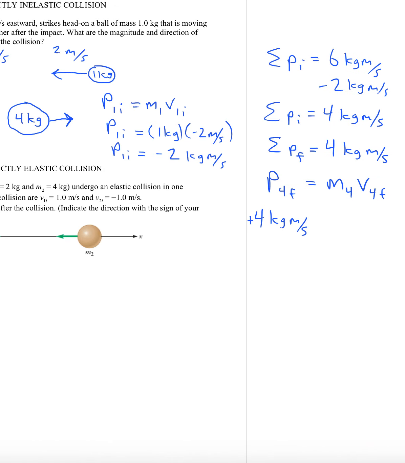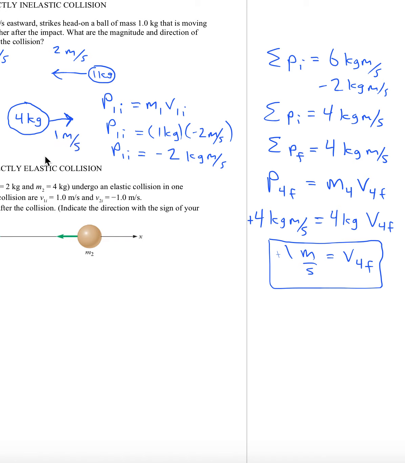Let's figure out now how fast the 4 kilogram object will be moving. We just have to divide, and it's positive 1 meter per second to the east. Now we know. That's an example of a perfectly inelastic collision.